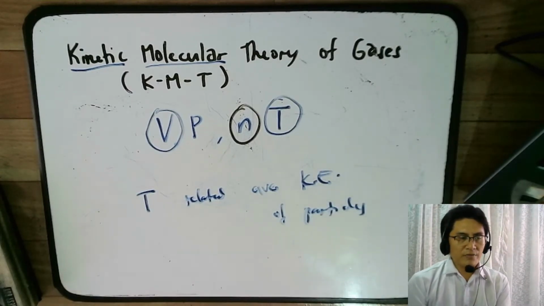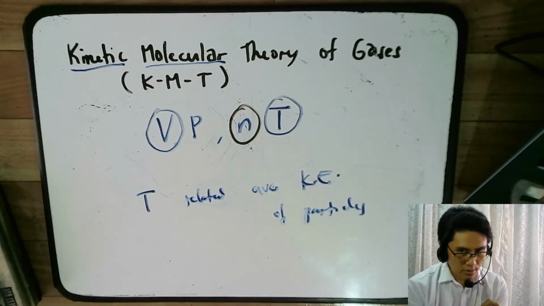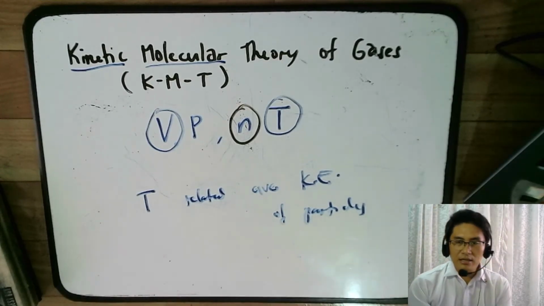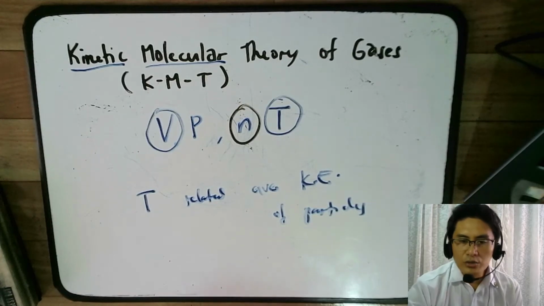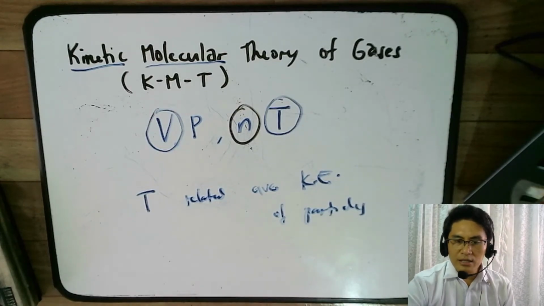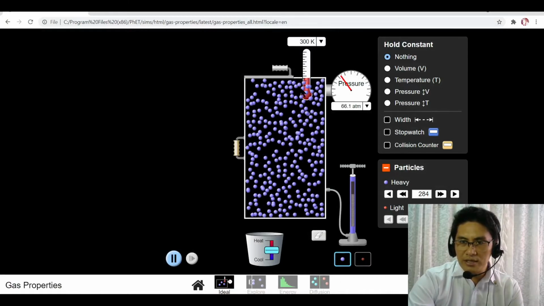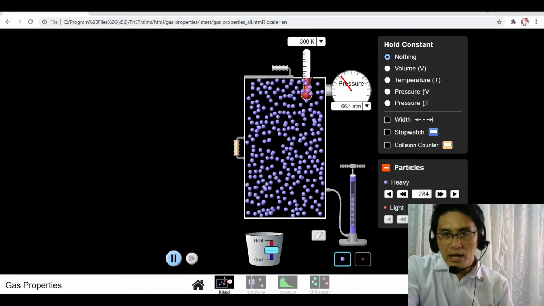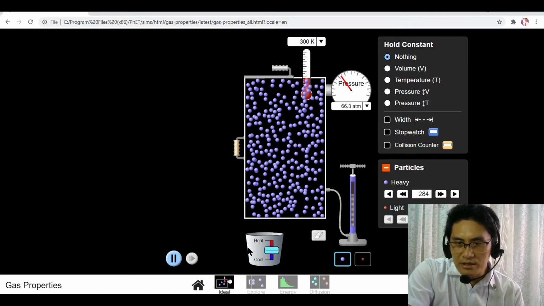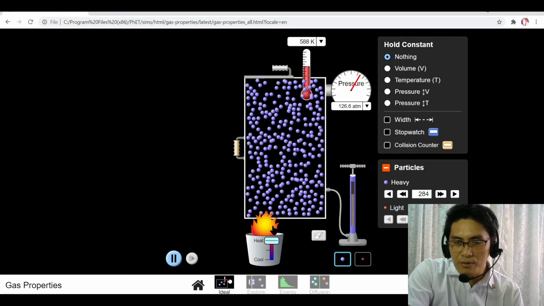So basically, if the temperature is lower, that means the particles inside are moving slower. If the temperature is high, that means the particles inside are moving faster. So to show that concept to you, let us look at this animation. If you notice, this is the behavior of the particles at this particular temperature, which is about 300 Kelvin. But notice what happens if I heat this up. I want you to focus your attention on these particles here. If I heat this up, notice what happens to the particles. See, they are moving faster.